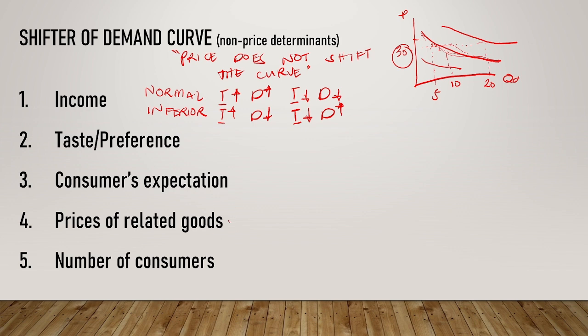And next one is the price of related goods. There are two kinds of goods related to each other: we have substitutes, and we have complements.